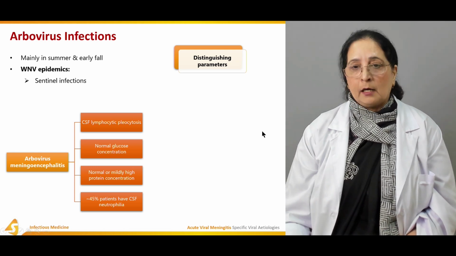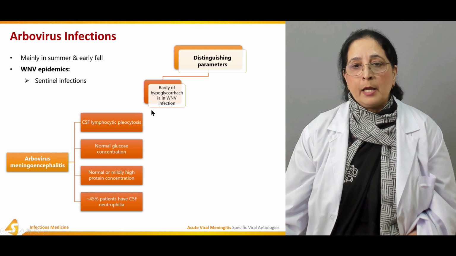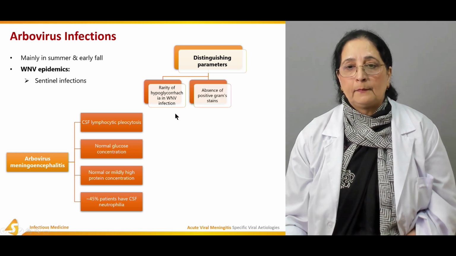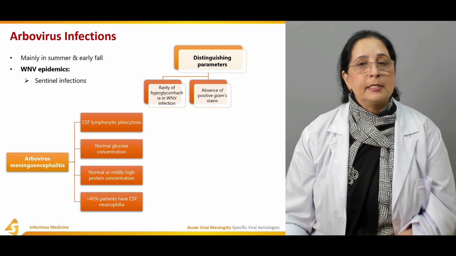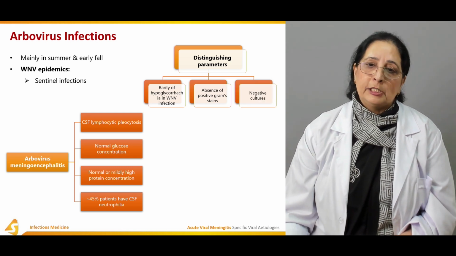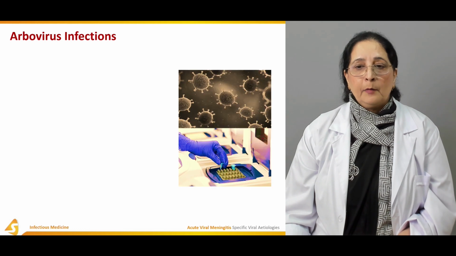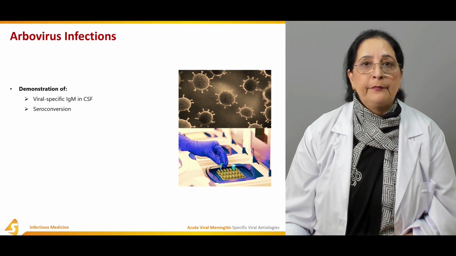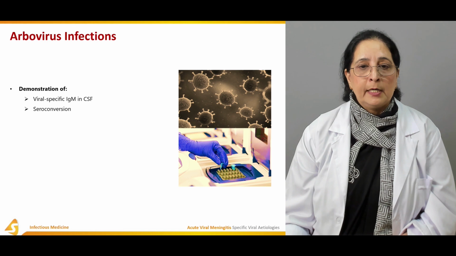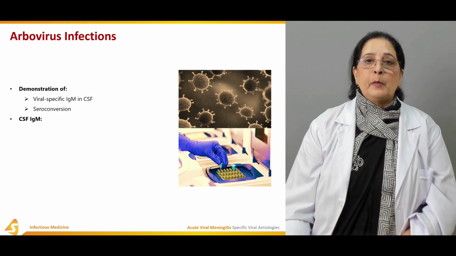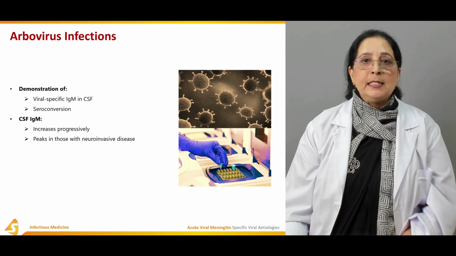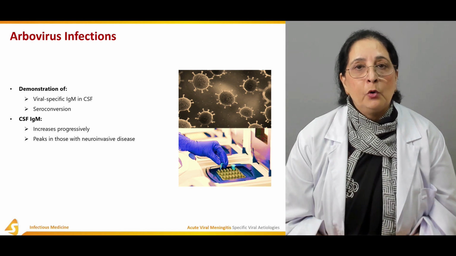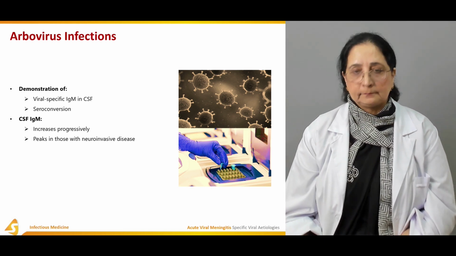Distinguishing parameters are the rarity of hypoglycemia in WNV infection, absence of positive gram stains, and negative cultures. In arbovirus infection, again, there is demonstration of viral specific IgM in cerebrospinal fluid, and seroconversion. Cerebrospinal fluid IgM increases progressively as the disease progresses, and it peaks in those with neuroinvasive disease.